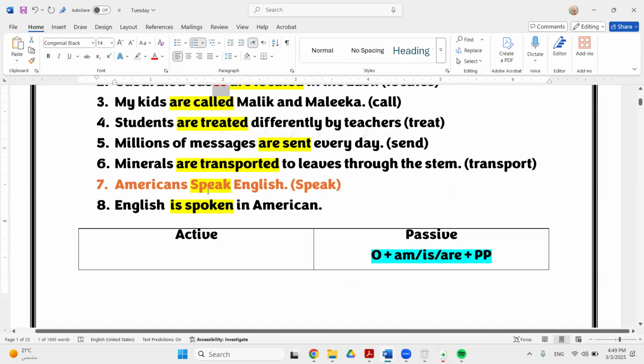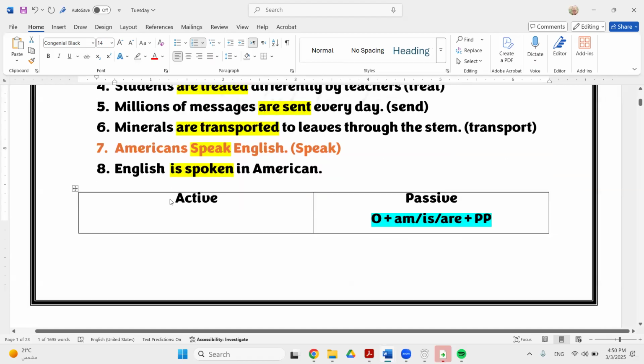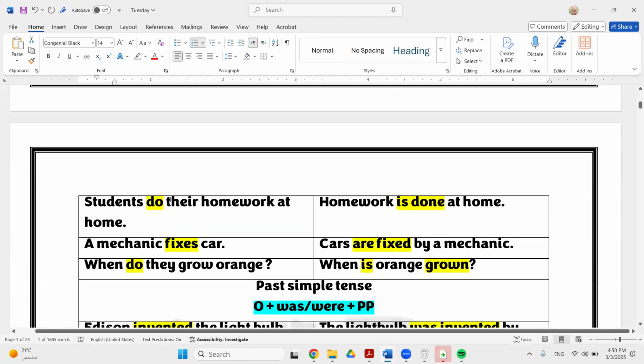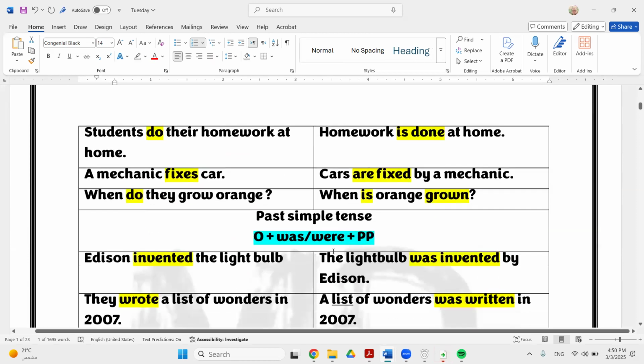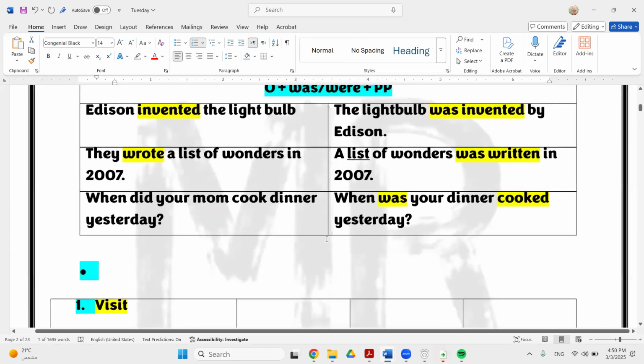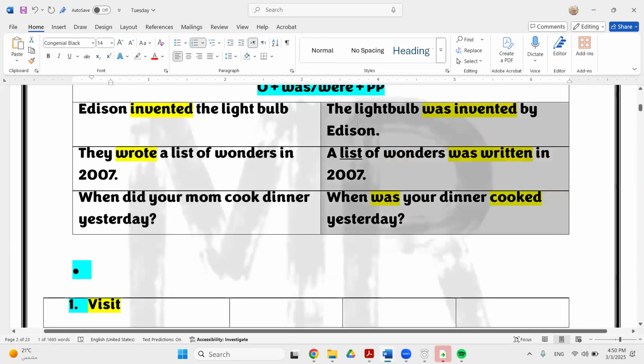Americans speak English. This is an active one. جملة هنا active. English is spoken in America. This is the passive form. Okay, that's it for our revision. In our session today, we're talking about the past simple tense.